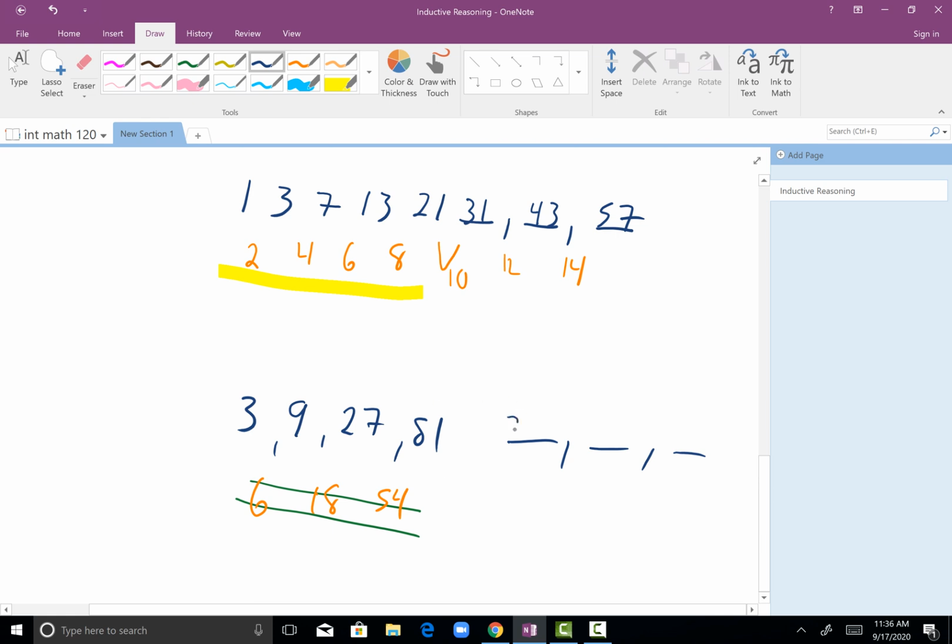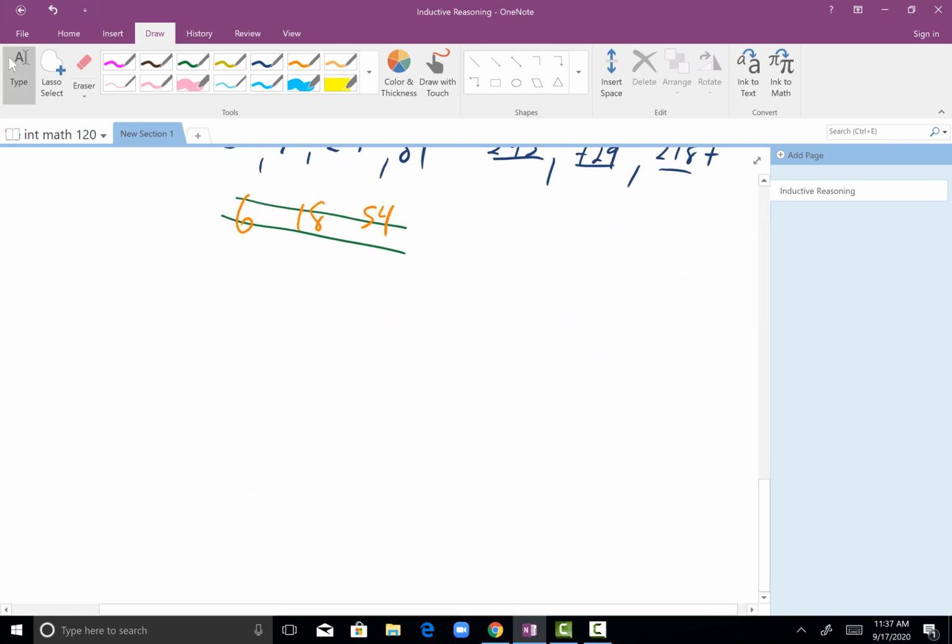So I can do this one and get this. I can do this one and get this. And now I kind of need a calculator to figure out the next one, because 729 times 3, I'm not so sure I know that one. So some patterns are going to be where they're multiplied, and you have to see that. Okay, these are all number patterns. Let's do one more.